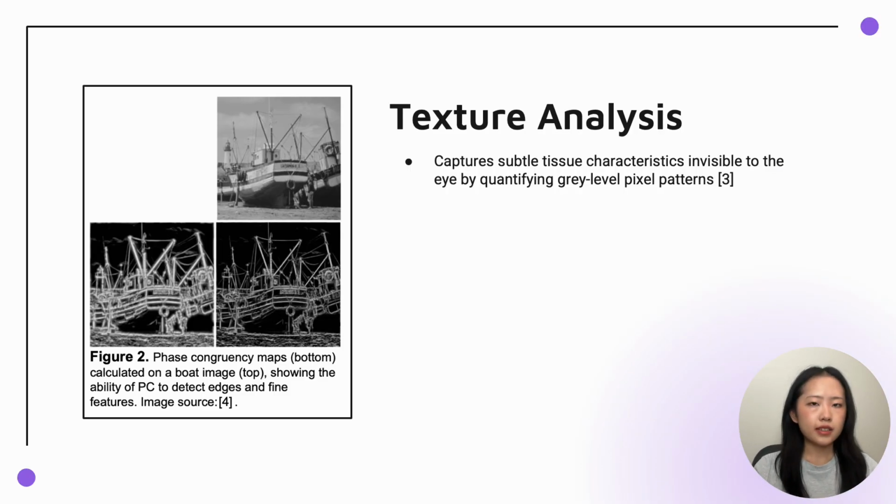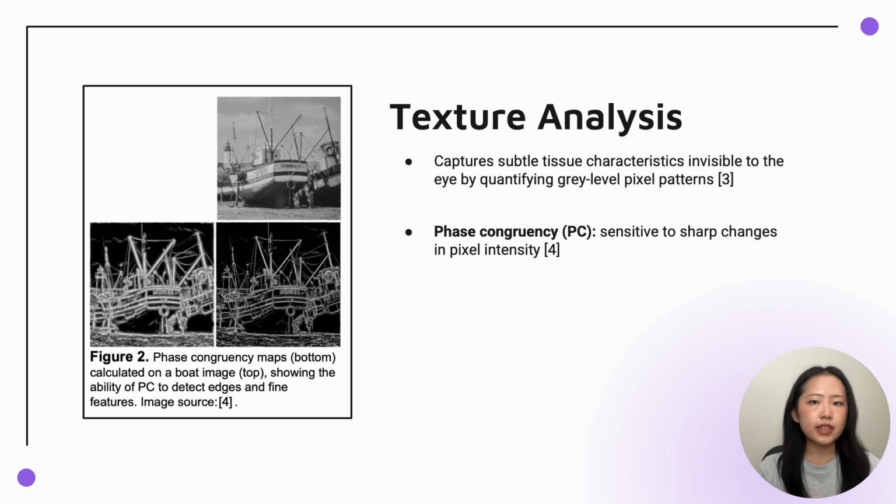The MS disease course is highly variable, making it challenging to identify robust markers that predict progression. So texture analysis, an emerging method that quantifies gray level pixel patterns, can capture subtle tissue characteristics on MRI images that are invisible to the eye. In particular, phase congruency is a parameter that is highly sensitive to sharp changes in pixel intensity, making it especially informative for detecting lesion markers that may predict progression.